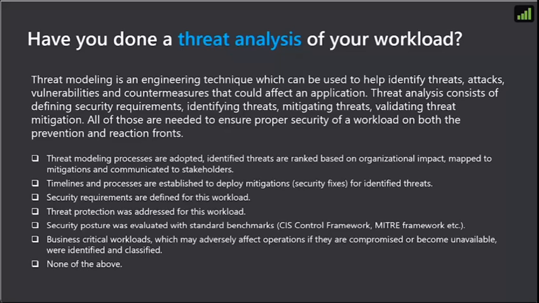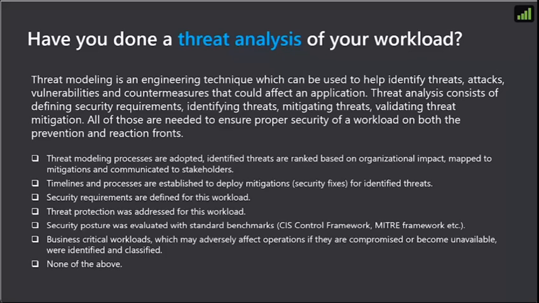Business-critical workloads, which may adversely affect operations if they are compromised or become unavailable, were identified and classified. Enterprise organizations typically have a large application portfolio. Have key business applications been identified and classified? This should include applications that have a high business impact if affected. Examples would be business-critical data, regulated data, or business-critical availability. These applications also might include applications which have a high exposure to attack, such as public-facing websites, which are key to organizational success. Or you could choose none of the above.